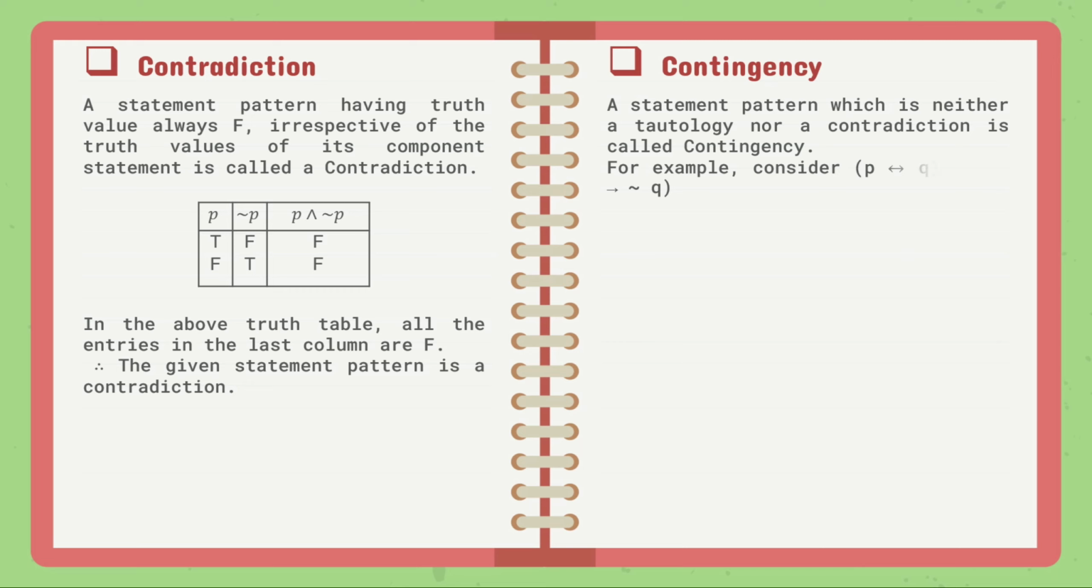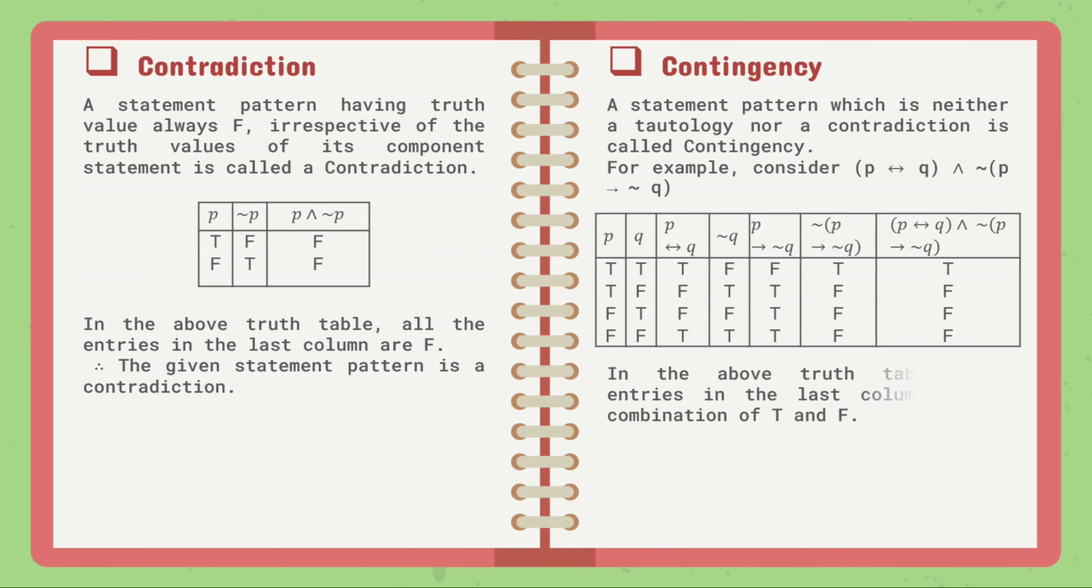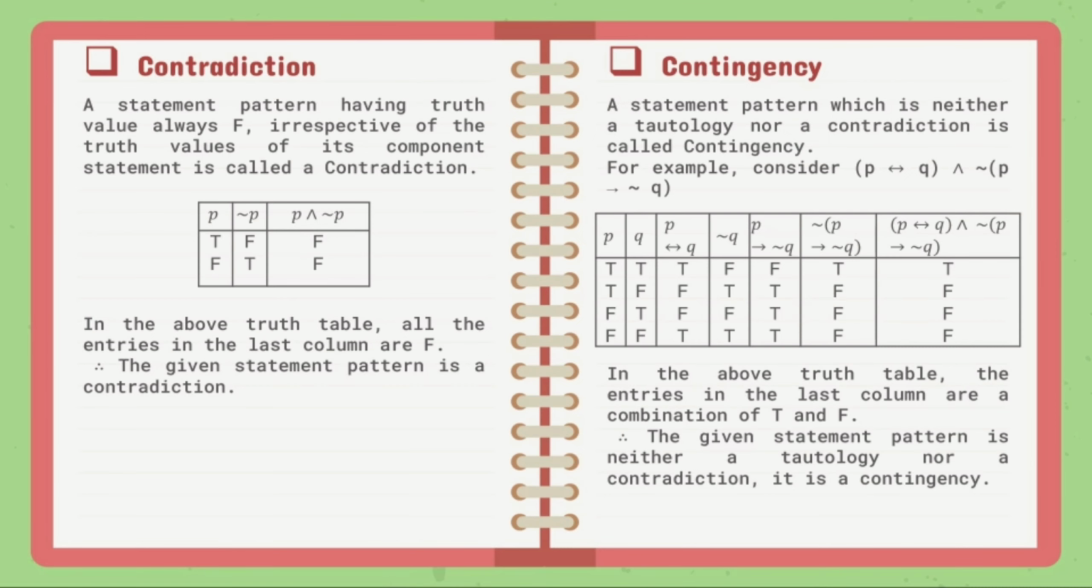Next, contingency. A statement pattern which is neither a tautology nor a contradiction is called contingency. For example, consider P implies Q, conjunction negation of P implies negation Q. You can see in this table. In the above truth table, the entries in the last column are a combination of true and false. So, the given statement pattern is neither a tautology nor a contradiction, it is a contingency.